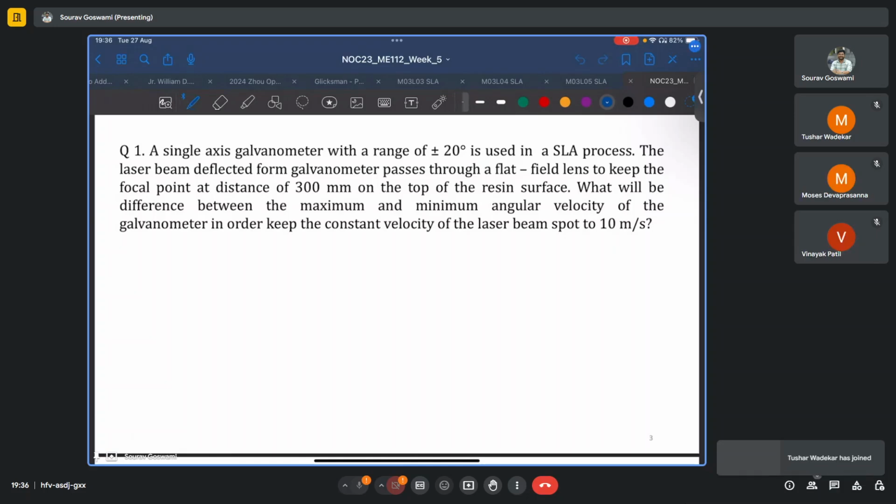So the first one: a single axis galvanometer with a range of plus minus 20 degrees is used in an SLA process. The laser beam deflected from the galvanometer passes through a flat field lens to keep the focal point at a distance of 300 mm on top of the resin surface. What will be the difference between the maximum and the minimum angular velocities of the galvanometer in order to keep the constant velocity of the laser beam spot at 10 meter per second?